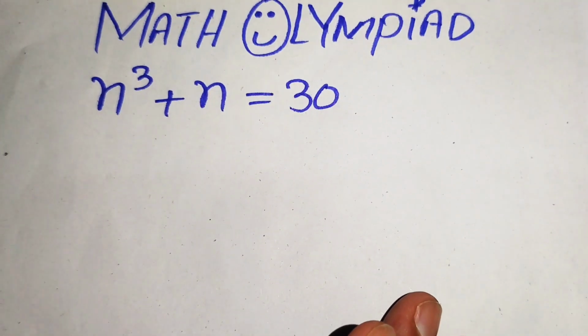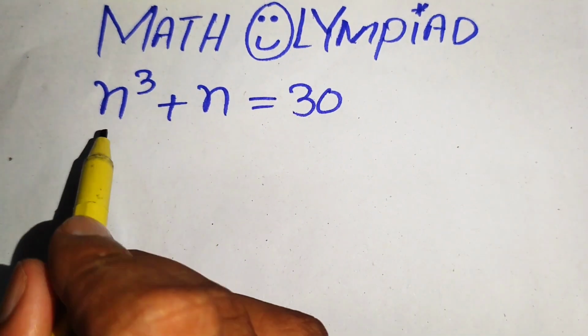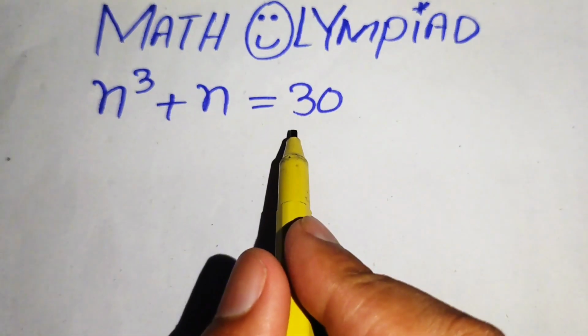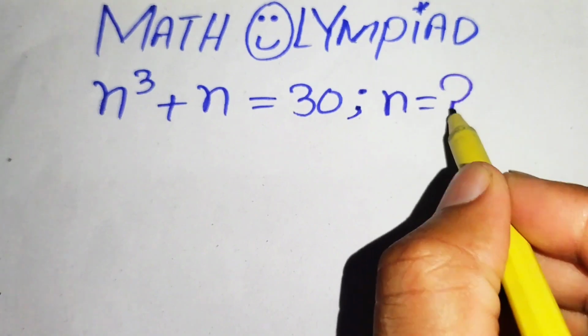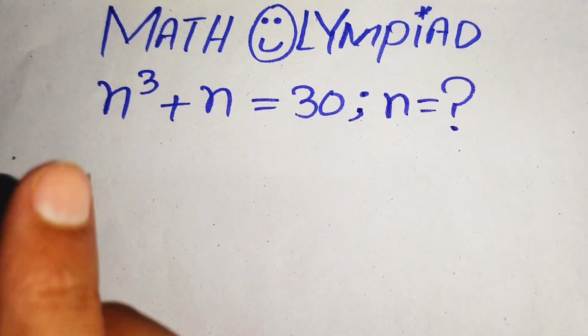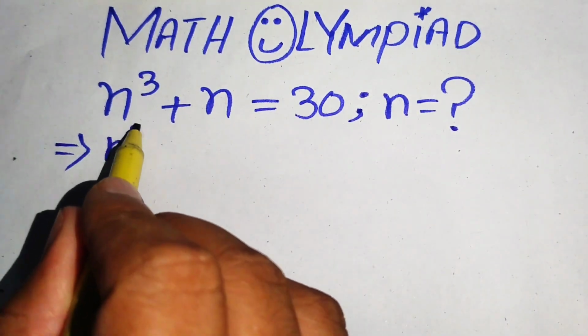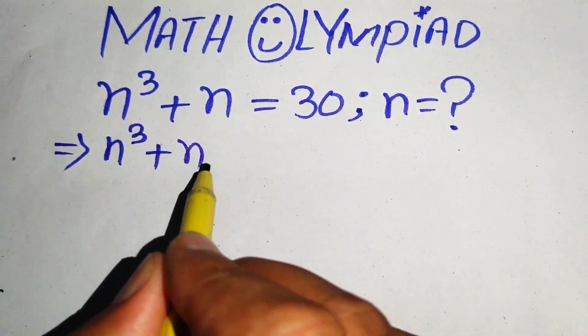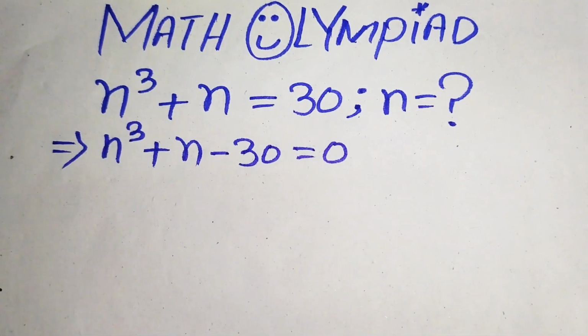Hello everyone, welcome to solve this nice math Olympiad algebra problem, and here we have n cubed plus n equals 30, and we solve this problem for the values of n. So the very first step we are going to do is move this 30 to the left hand side and write it as n cubed plus n minus 30 equals 0.